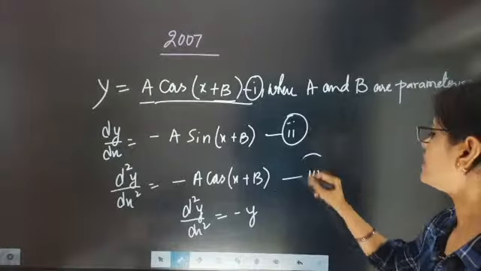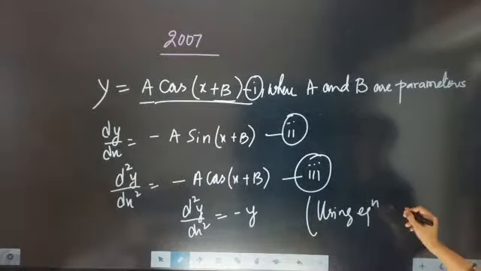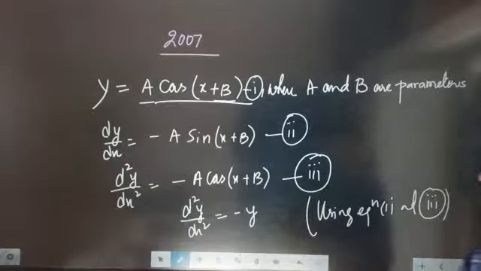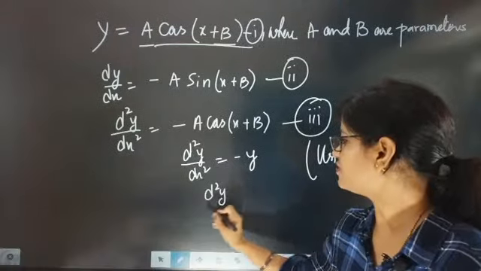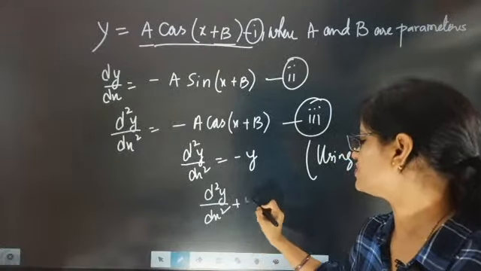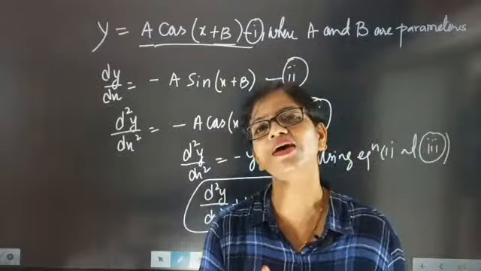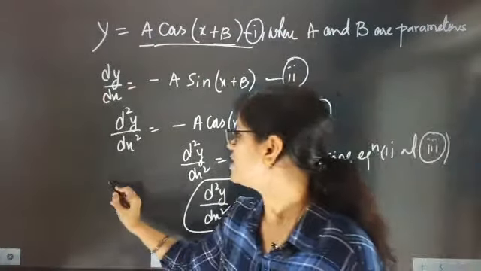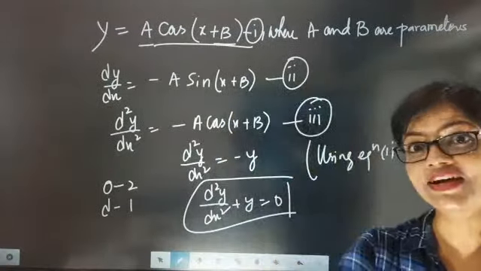This will be equation 3. So using equations 1 and 3, the family of curves is now independent of the parameters. The equation is written exactly like this. And what type of equation is this, Sarvana? This is a differential equation. Its order is 2, degree is 1, and it is a linear differential equation.